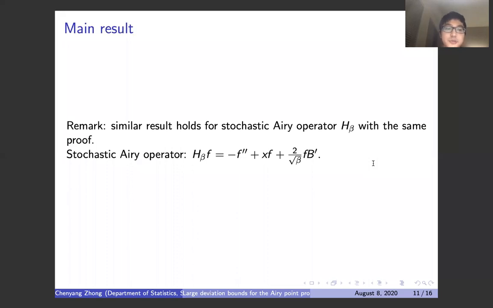We also want to remark that a similar result can be shown for the stochastic Airy operator H_beta with general beta, with the same proof. Here, the stochastic Airy operator is a generalization of the Airy point process. The Airy point process is the beta equals 2 case. And this operator is a stochastic operator acting on a specific function space, and it roughly takes this form. Here, B denotes the Brownian motion.